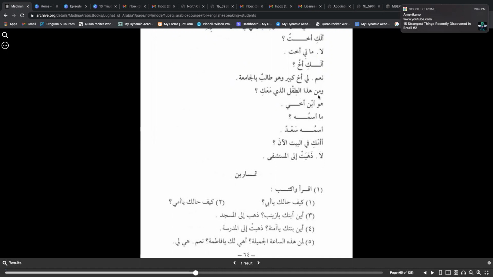Okay, نعم bin jami'ati, or you could translate it as "at the university." This B here, remember, it's a harf jar, so it makes jami'a majroor. So it's bil jami'ati with a kasra on the ta marbuta.